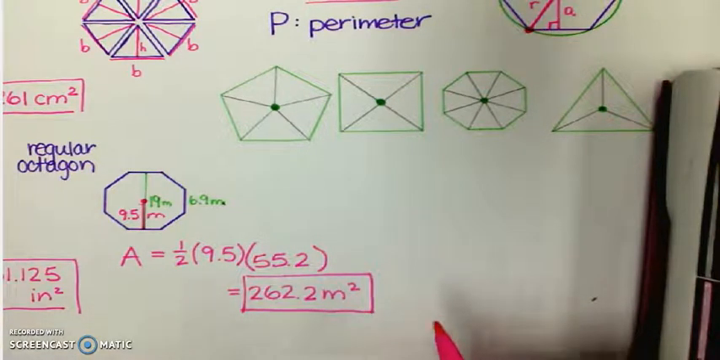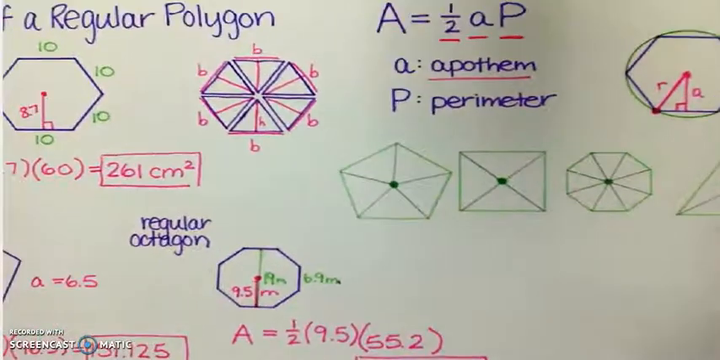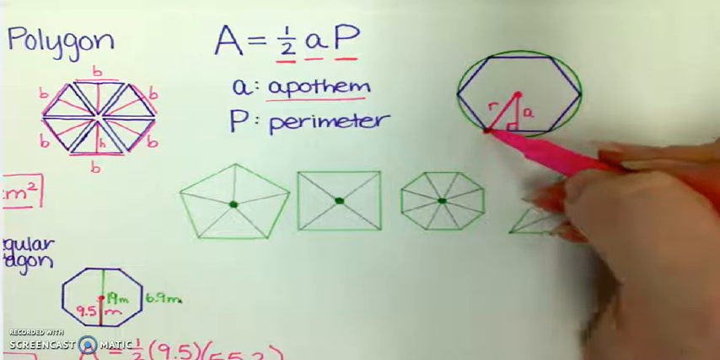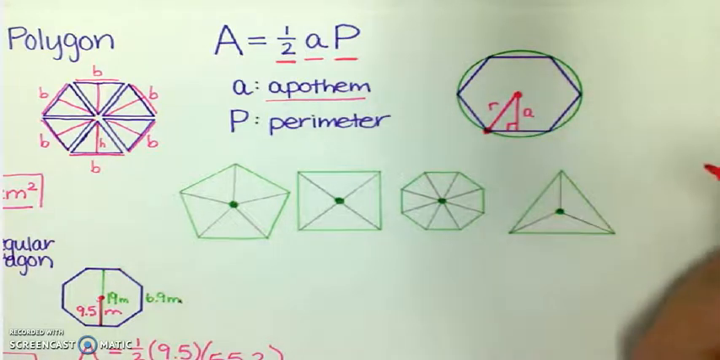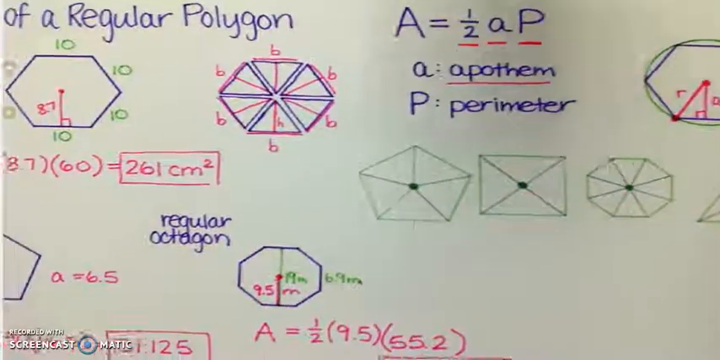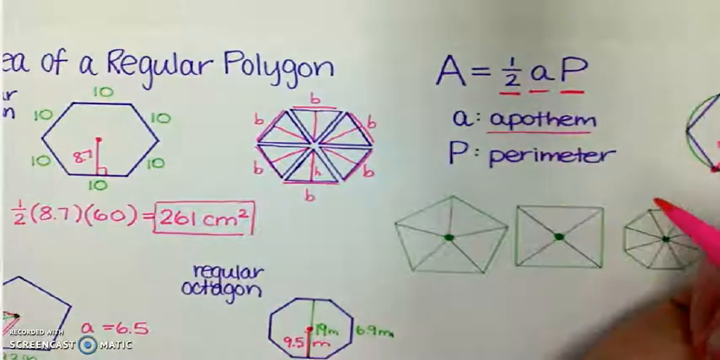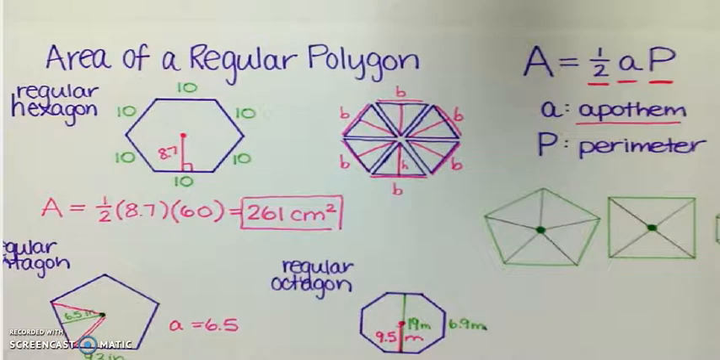Like I said, these can get more complicated because if I didn't give you the apothem, you might have to do some right triangles, SOHCAHTOAs, or a squared plus b squared equals c squared, if they gave you the radius and you needed the apothem or something. But we're just going to work on some basic ones for now. And so all you need is that apothem and perimeter, and you can find the area of any regular polygon.